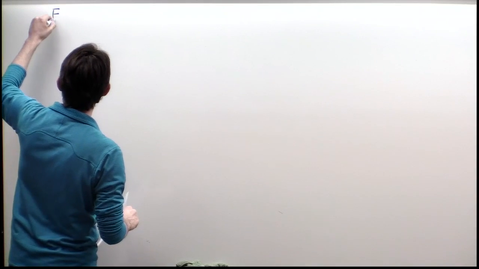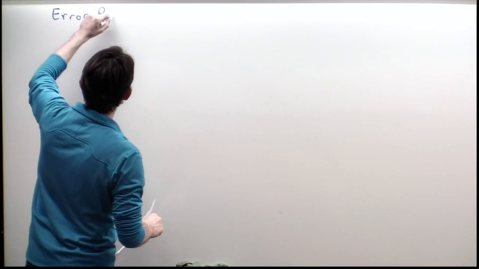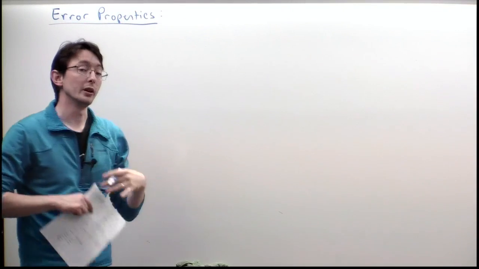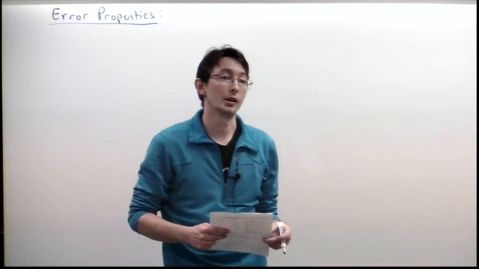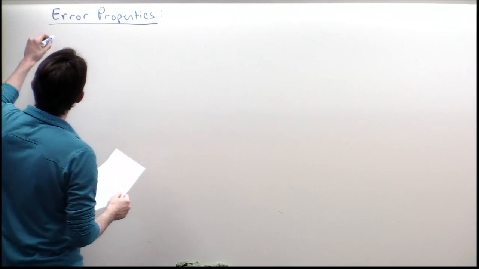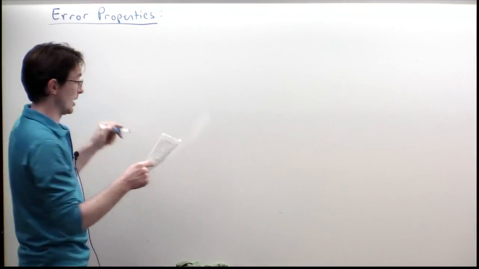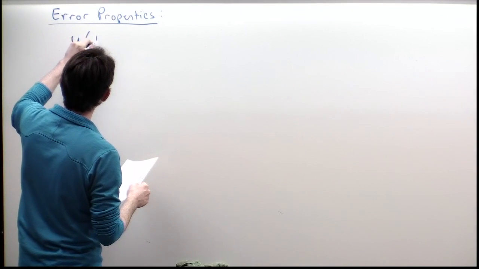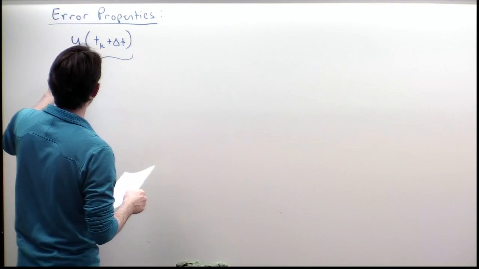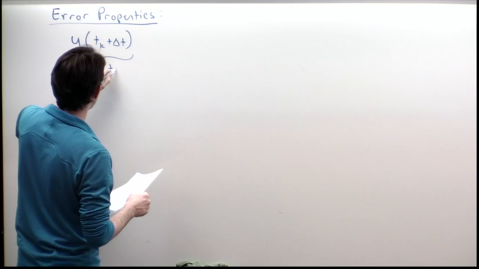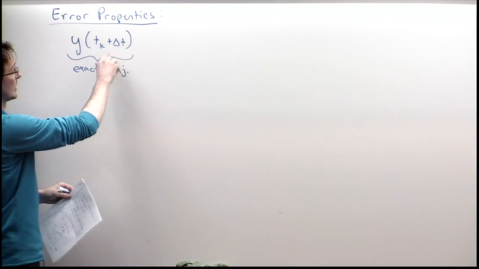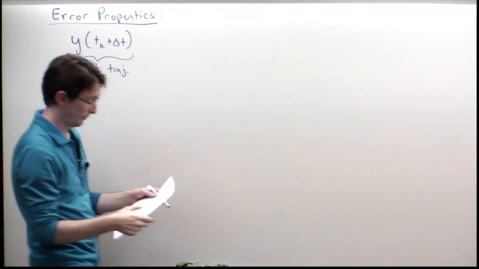All right, so let's think about, first of all, just the error properties. Okay, so we're going to look at error properties. And just like we did when we were doing numerical differentiation and integration of data, we're going to look at the Taylor expansion, okay? So we're going to look at our exact trajectory. We have y at time tk plus delta t. This is my exact trajectory, okay? And we're going to Taylor expand this about the point tk in time.